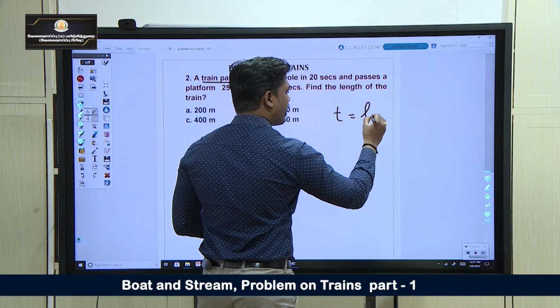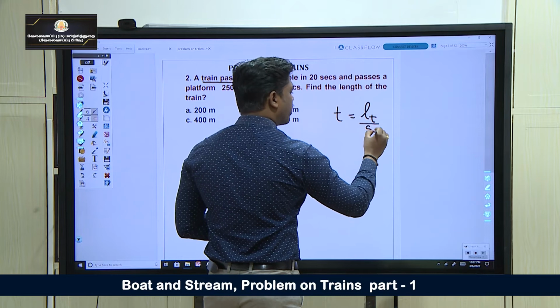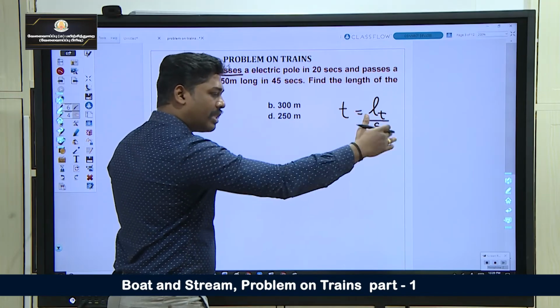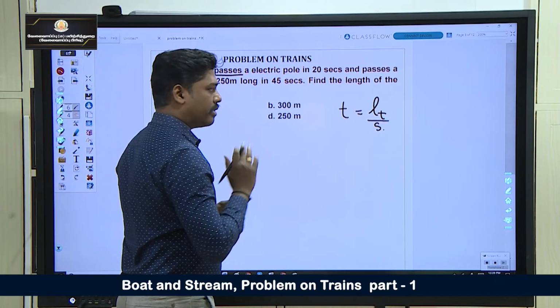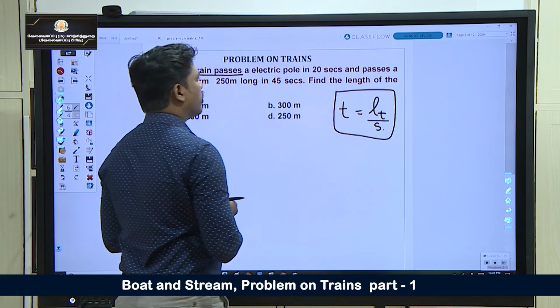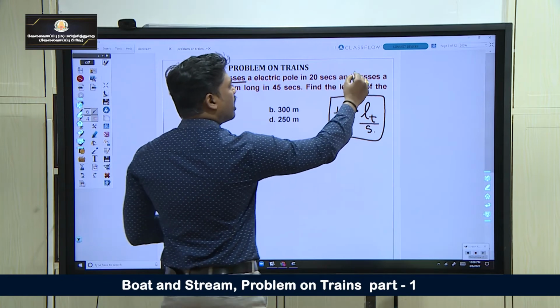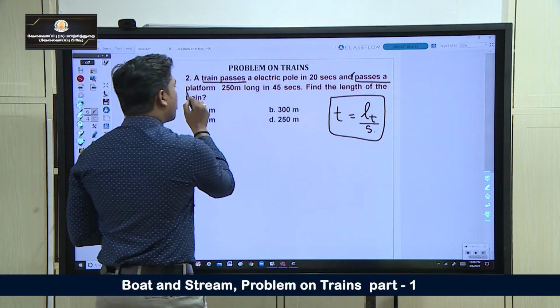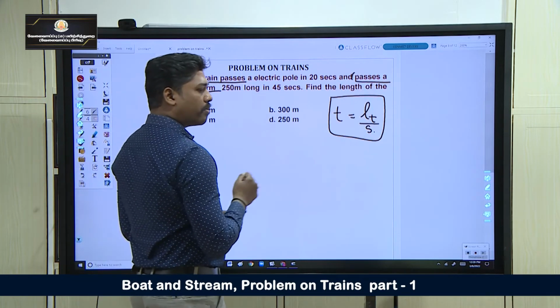Train length divided by speed of train. That pole has no length and no speed, it is fixed. This is the formula for stationary point. Next, the train passes a platform. So, platform, where do we have?